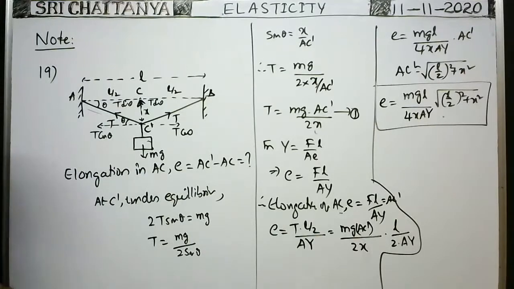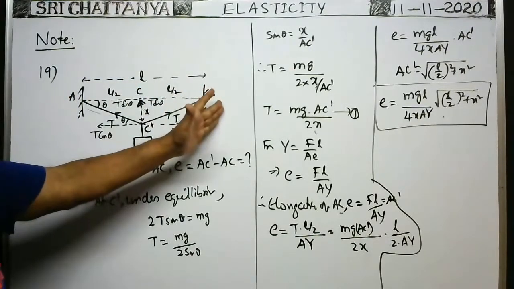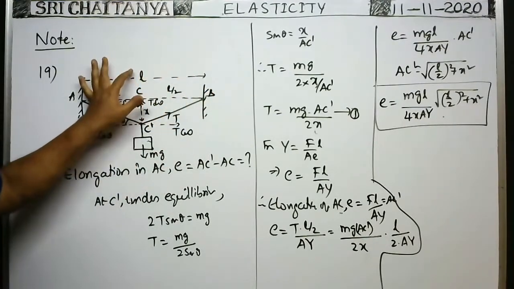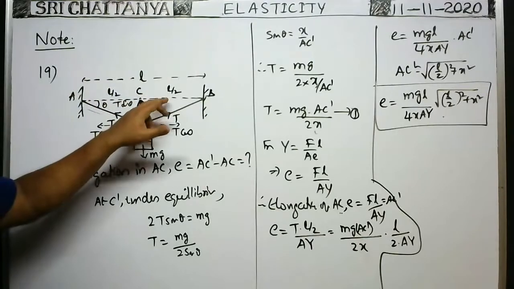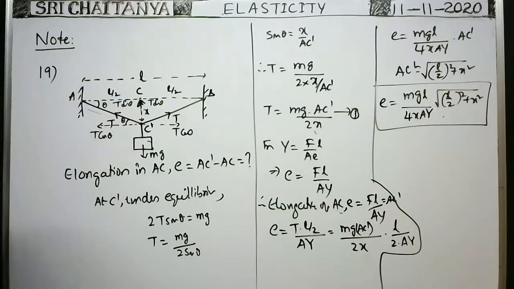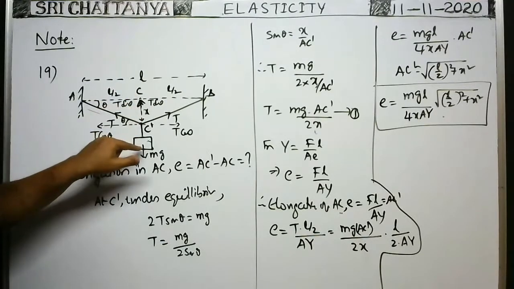Next, the 19th one: a uniform string of length L is fixed between two rigid supports. The total length of the string between the two rigid supports is L. It is a light string, which means that because of the mass of the string, there is no elongation or extension in the string. Exactly at the midpoint C, a load of mass M is suspended.